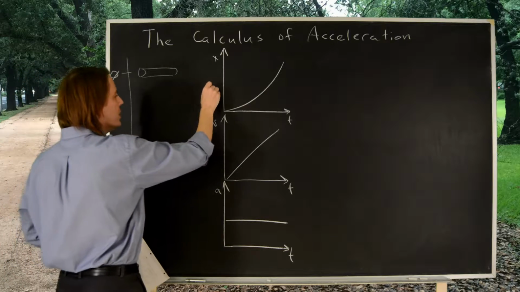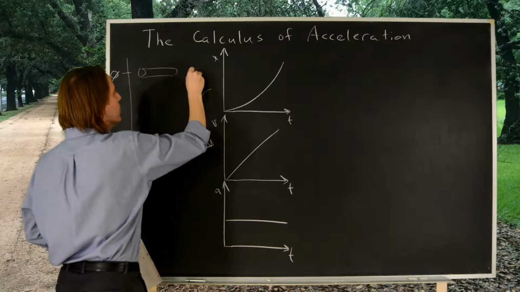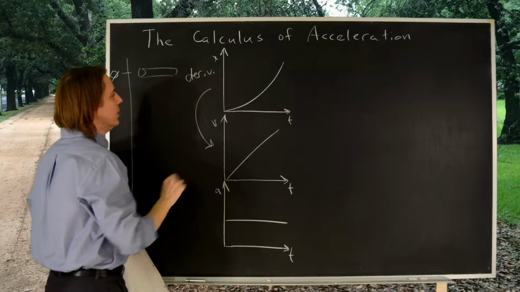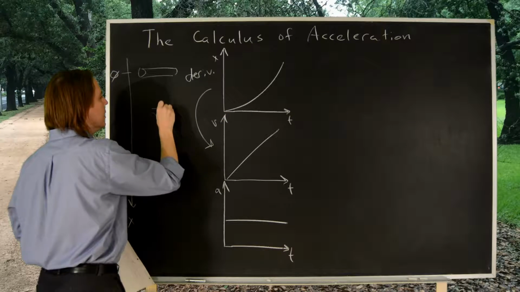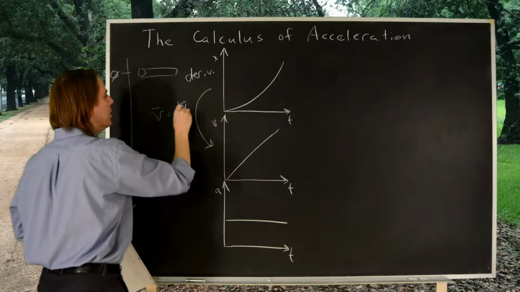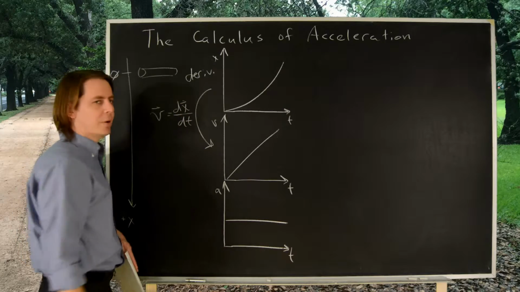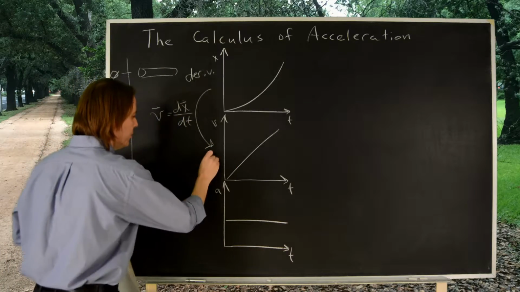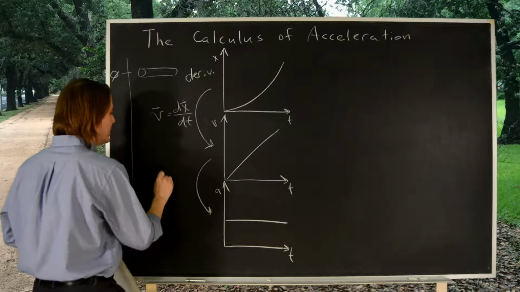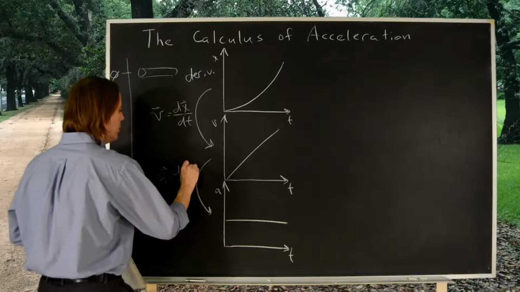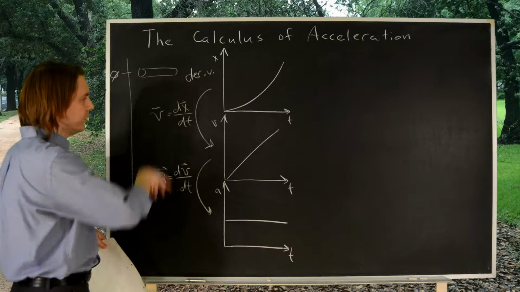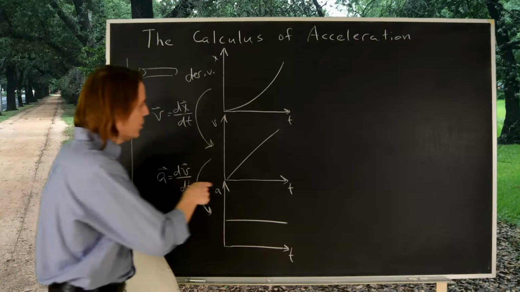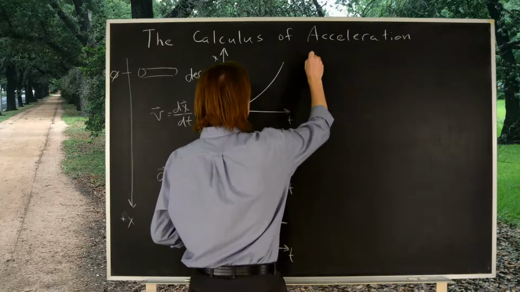So we know we can go this way with a derivative. We know that the velocity is the derivative of the position, the time derivative. And you can do it again. You can go from velocity to acceleration. Acceleration is the derivative of the velocity. All these are instantaneous. You can go this way with integrals.